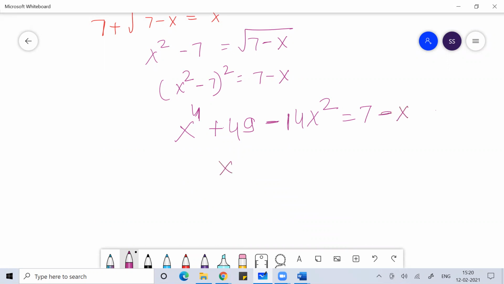So if you solve this, this is x to the power 4 minus 14 x square, and then plus x. So x to the power 4 minus 14 x square plus x plus 49 minus 7, and this is equal to 0. Now if you solve this, I don't know how many of you are aware of how to solve a polynomial equation.